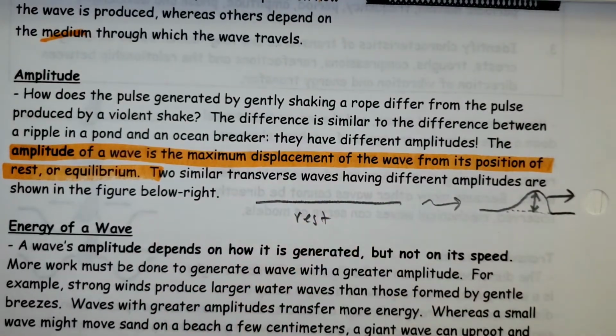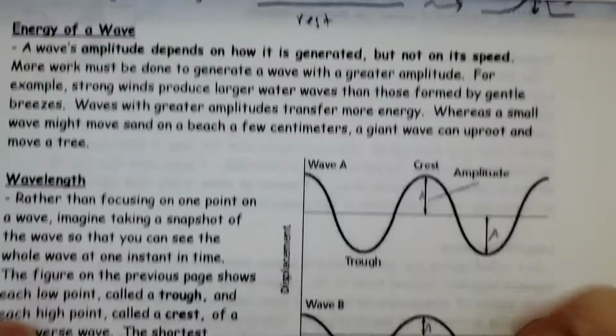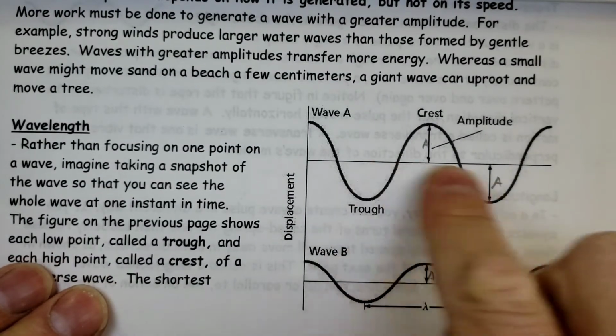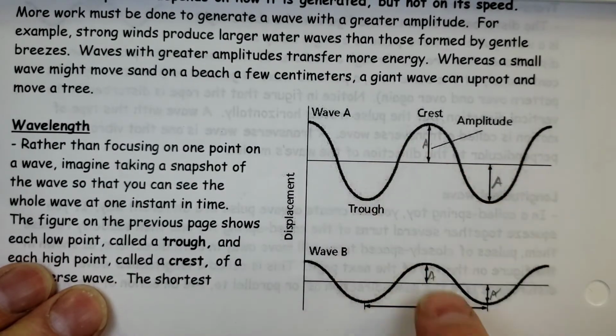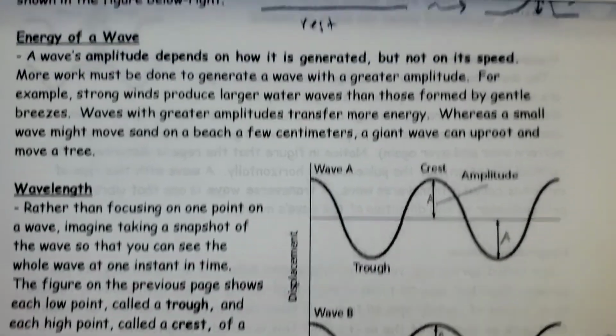Two similar transverse waves having different amplitudes are shown below right. So that's leading to this diagram. So this one has a larger amplitude than this one, obviously.